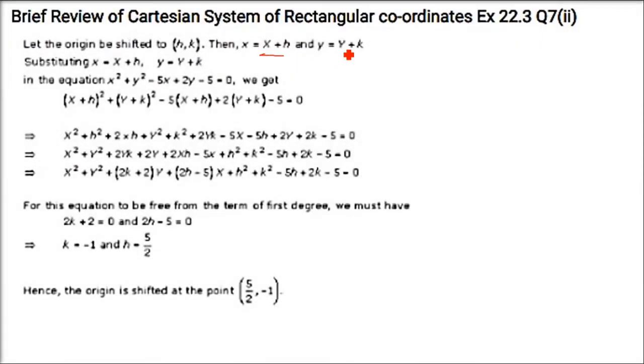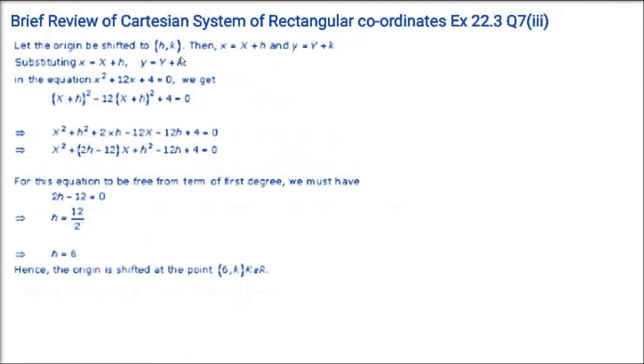Same thing you have to do here. Put x as capital X plus h, y as capital Y plus k. Rearrange, now come here. 2k plus 2 will be 0, and 2h minus 5 will be equal to 0, because the first degree terms are these only. So h and k will be 5 by 2 and minus 1.